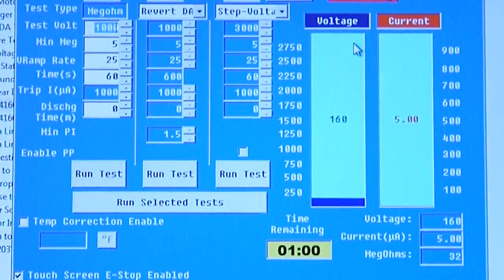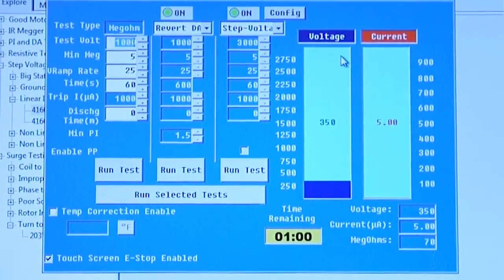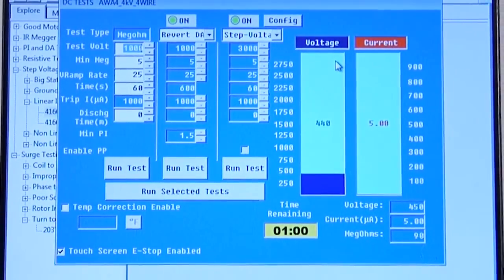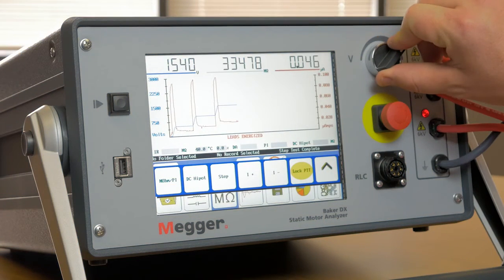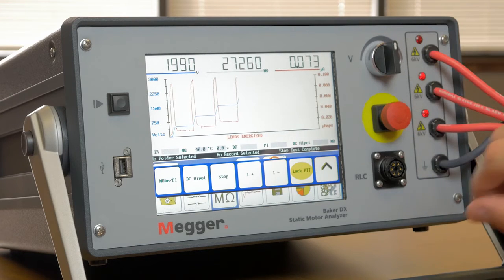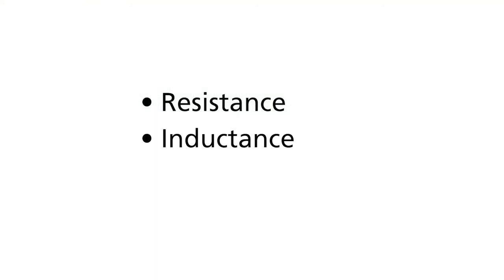Ground wall testing is done with a Megger test, but a Megger test alone is an incomplete test of ground wall insulation. To completely test the ground wall insulation, high voltage step, ramp, and high pot tests are also used. Baker Instruments static motor tests are non-destructive and follow IEEE and IEC motor testing standards for motor insulation testing. Additional tests available include resistance, inductance, and capacitance for verification of motor winding construction.